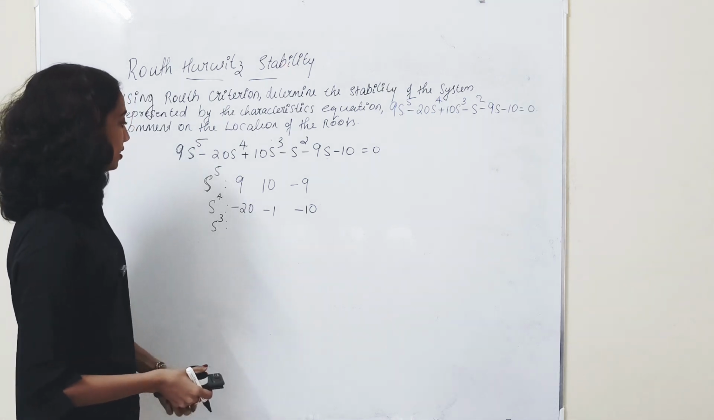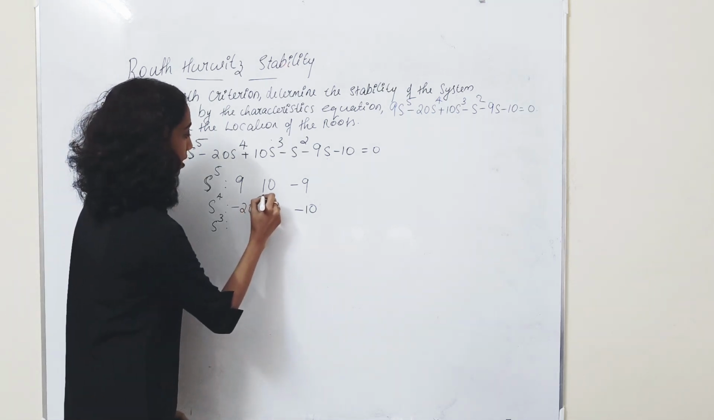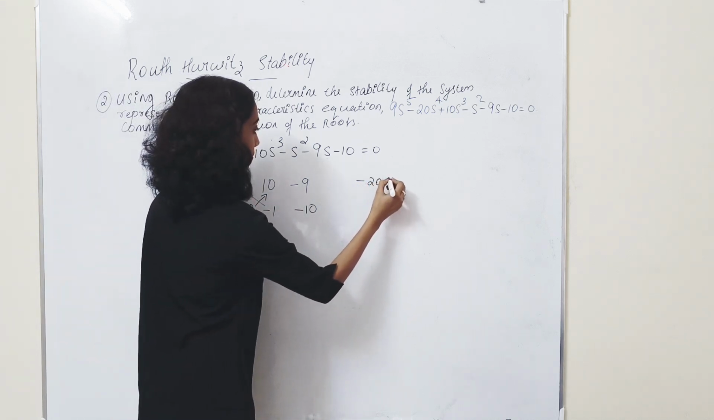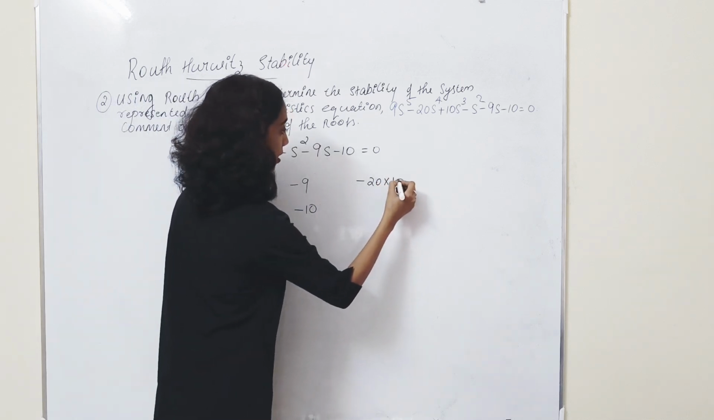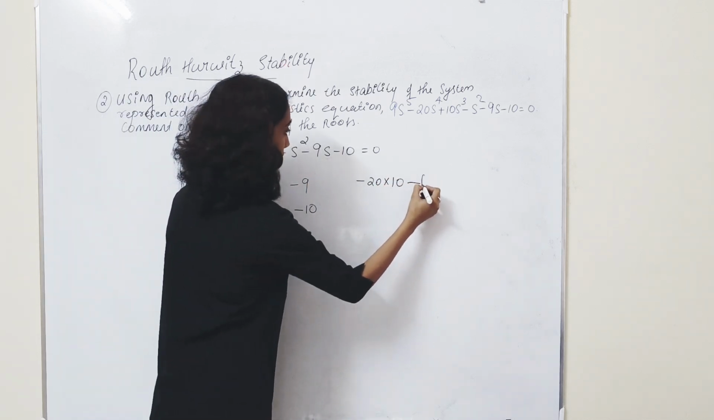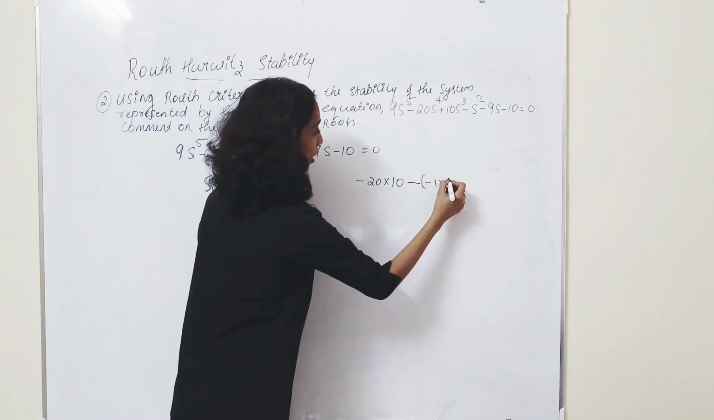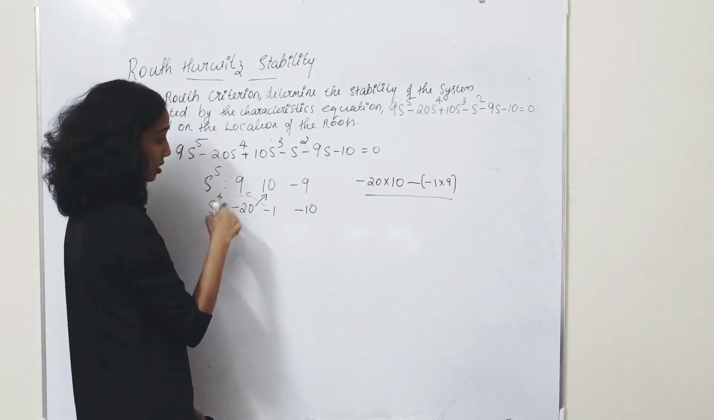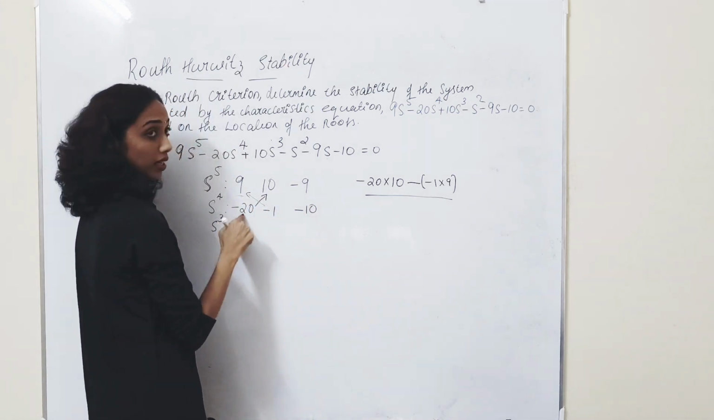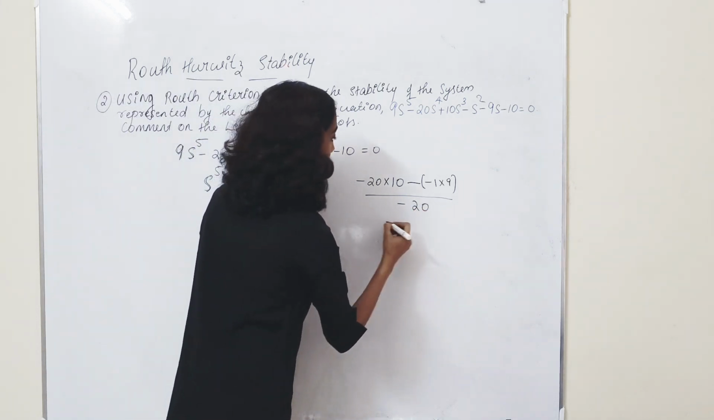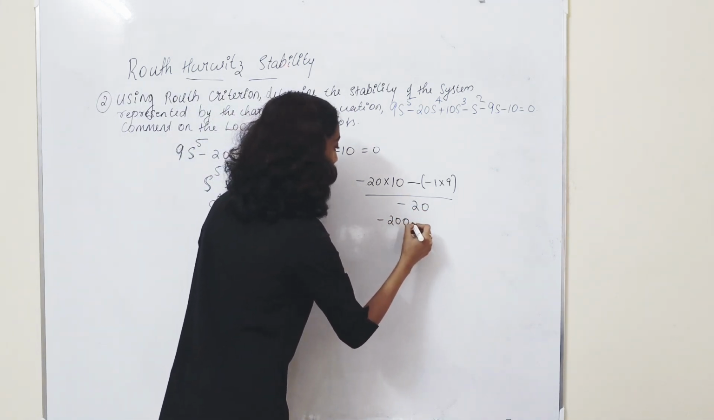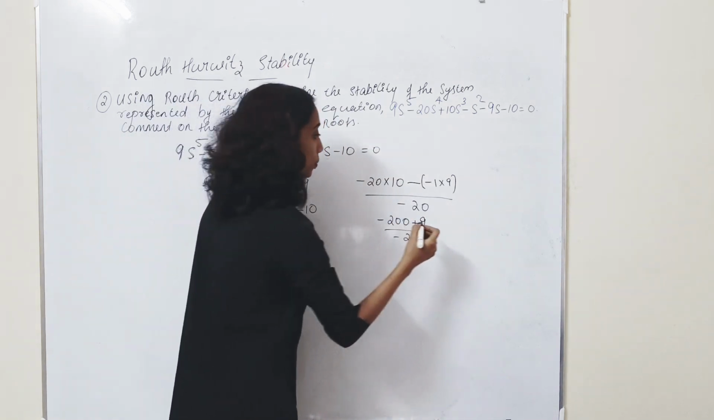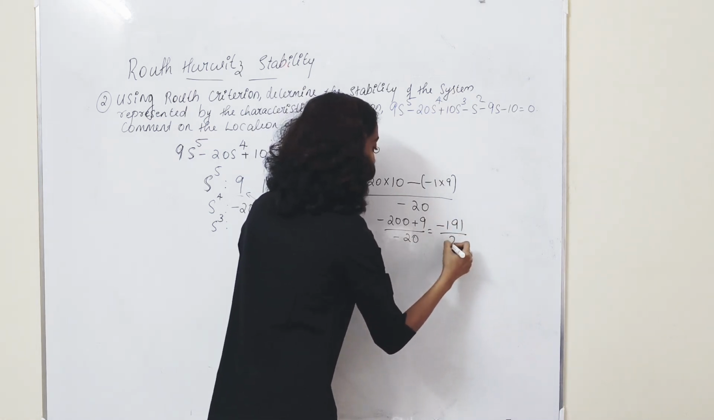So s cube is how to find it, like minus 20 into 10 minus 1 into 9. I'll write it here. Minus 20 into 10 minus 1 into 9, divided by the first number in the second column. Here we have to divide it by this number. So minus 20. Then we get minus 200 plus 9 divided by minus 20. Minus 200 plus 9 is minus 191.